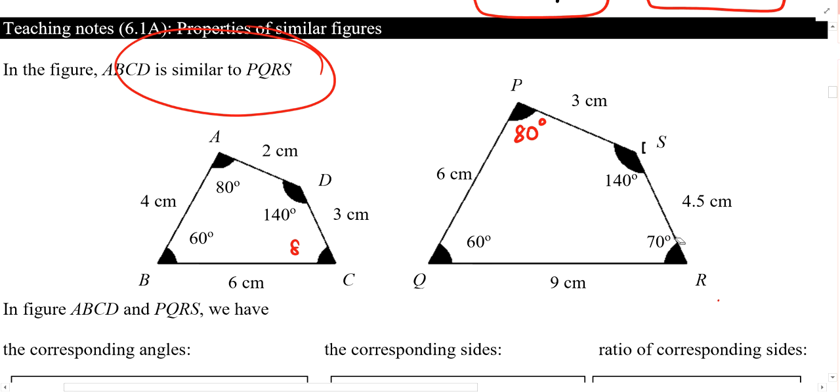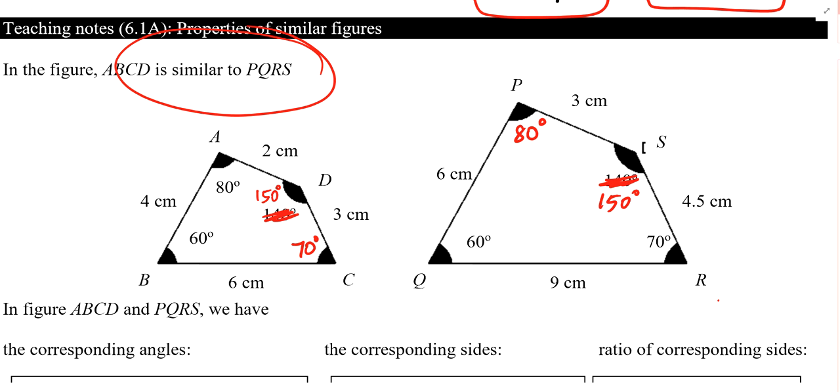But 80, there you appear 2 times. Okay, let me choose something else to change. Let's change this to 150. Change this to 150. Okay, now the question makes sense. You understand what I'm doing?